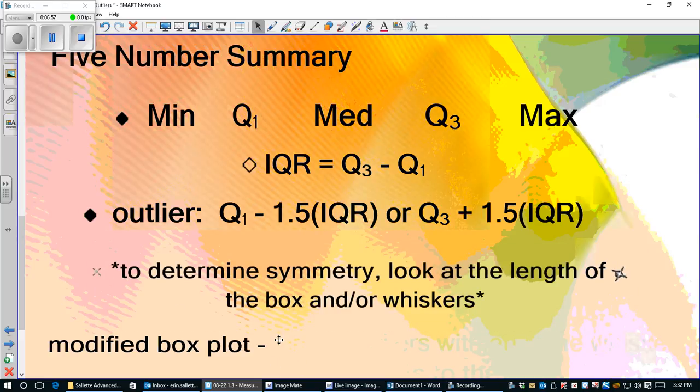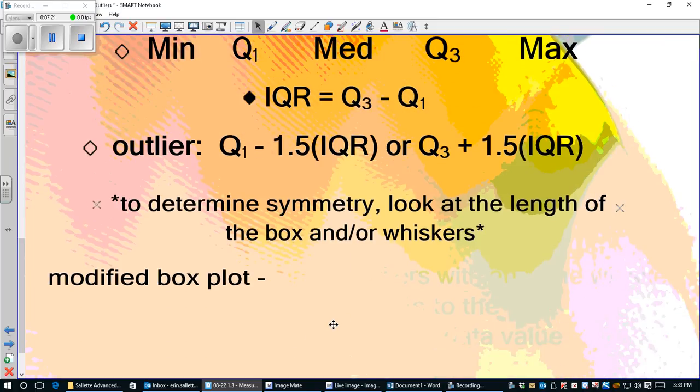If we want to determine whether or not the distribution has symmetry, you can look at the length of the box and whiskers. If the whiskers are longer, that means your data is spread out more. And if the whiskers are shorter, that means it's more condensed and consistent. So this is a way for you to judge spread and symmetry and skew even.